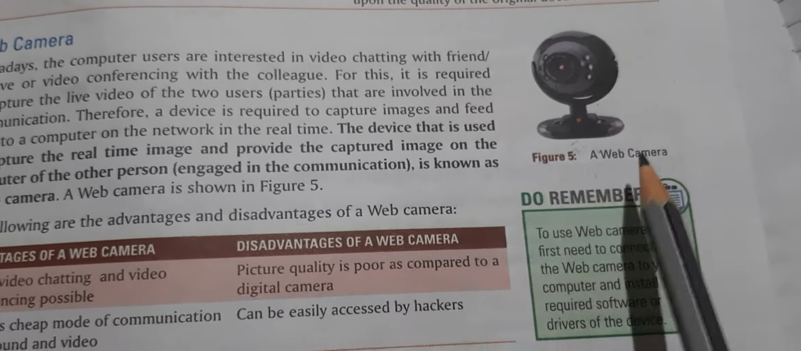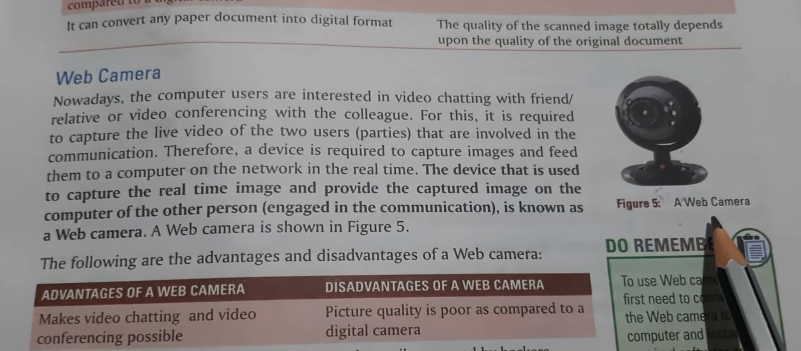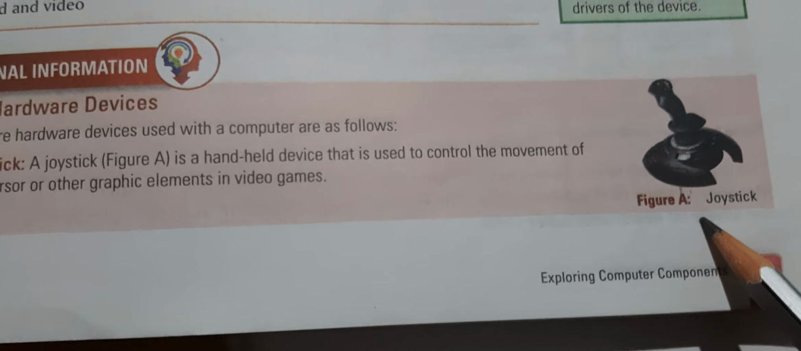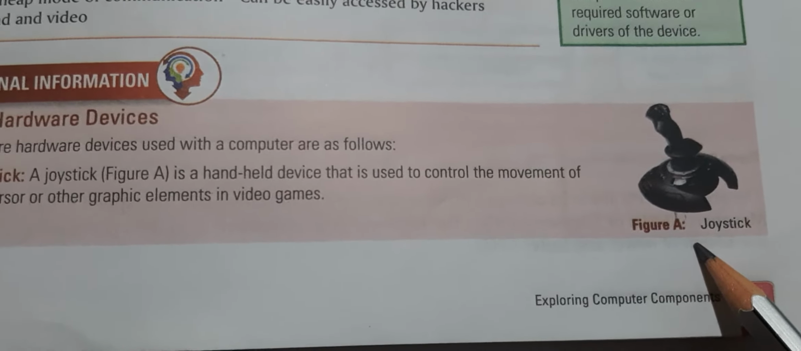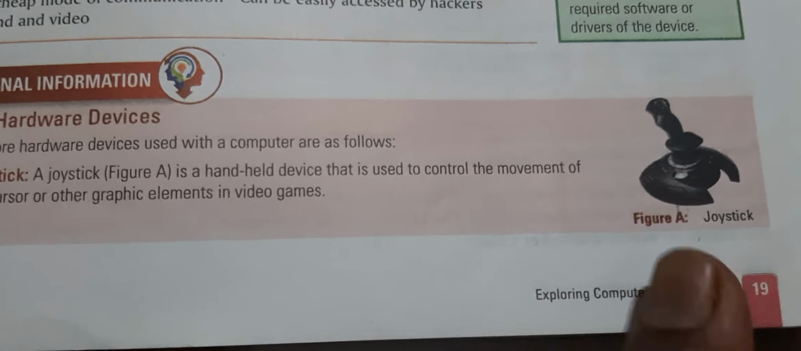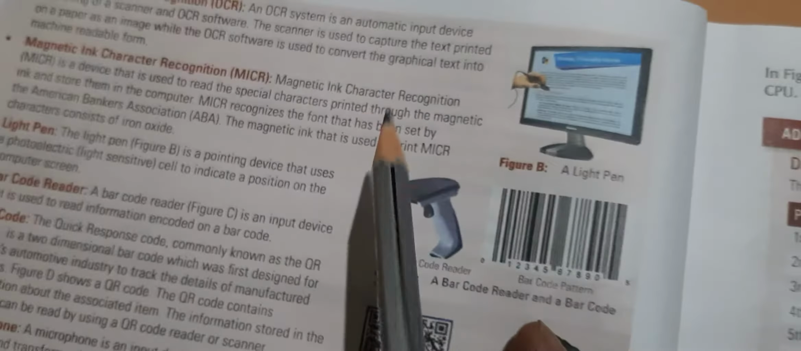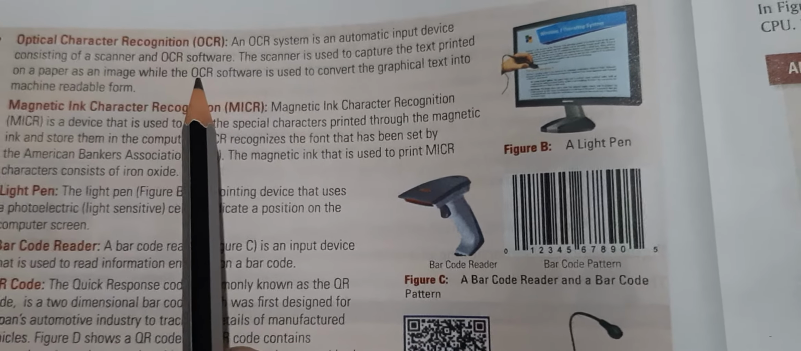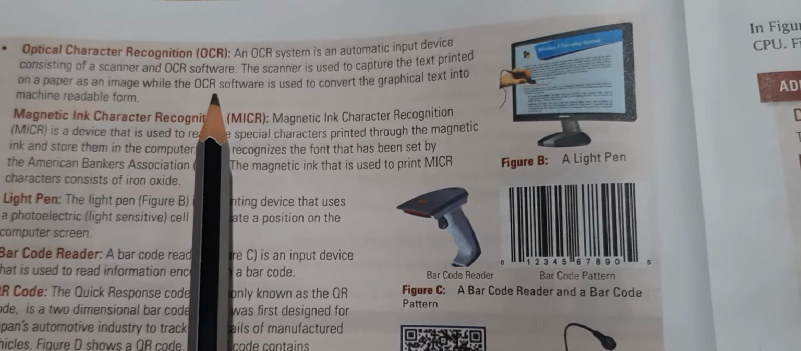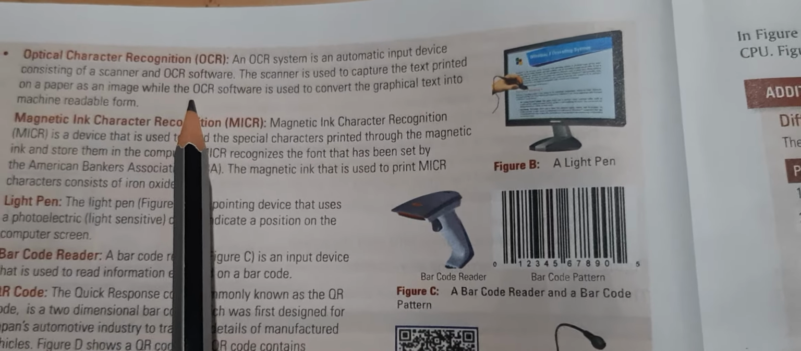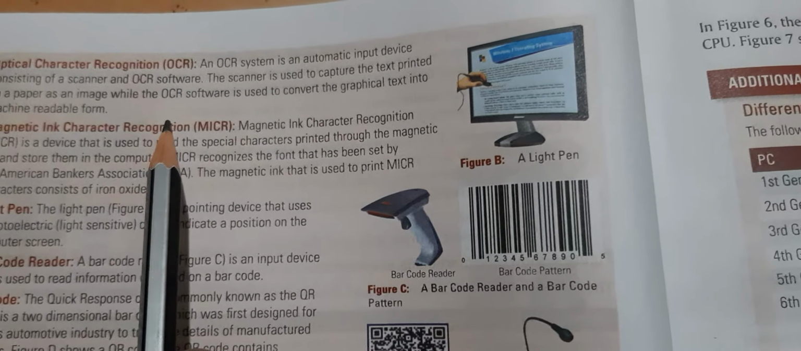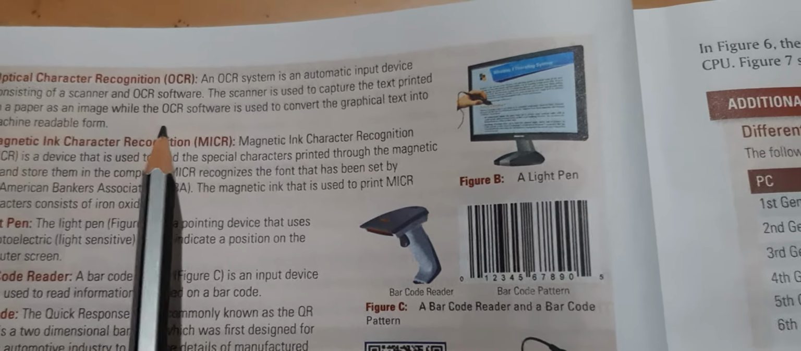Except for all these input devices, there are many more available, like the joystick. This is also known as a pointing device. This device is used to play video games. After that, OCR, optical character reader. This is a type of input device which scans the text printed on paper and converts it into graphical text or machine language, you can say.